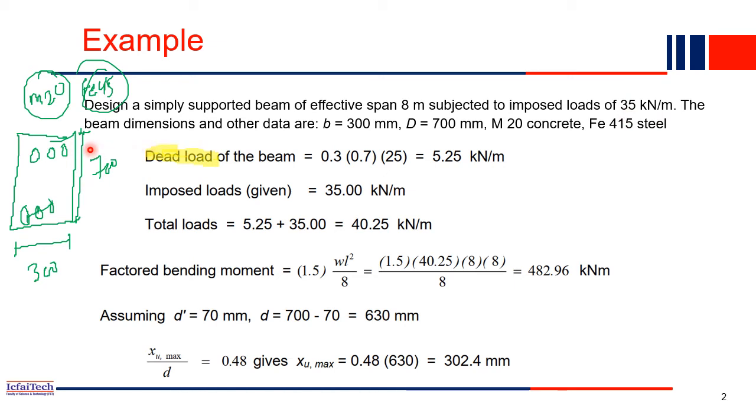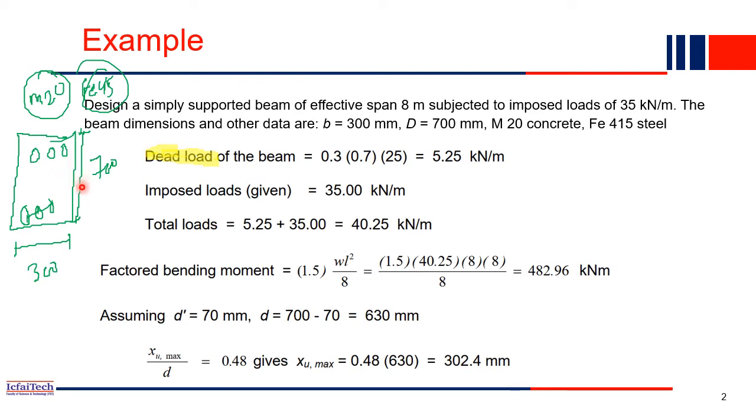But the beam has its own weight, right? That we call the dead load of the beam. So the dead load of the beam also has to be computed first, because the weight of the beam is also acting on this beam. So how much is the dead load? Dead load can be easily computed.